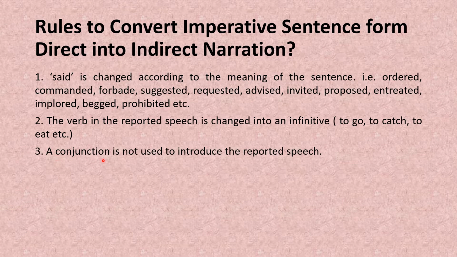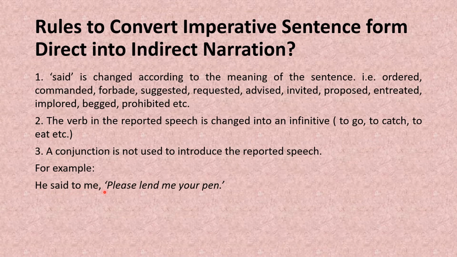And thirdly, a conjunction is not used to introduce the reported speech, which means that we do not use if, whether, that, etc. after omitting the commas. We simply use an infinitive. See the example. He said to me, "Please lend me your pen." You will say, he requested me to lend him my pen. Said to is changed into requested because the sense of the sentence suggests that this is a request. So after omitting the commas, I have used to lend. And me is changed into him and your is changed into my according to the rules.